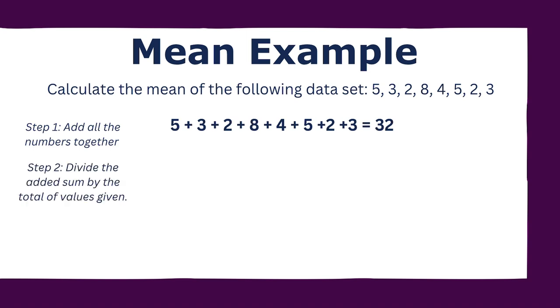Now I'm going to divide the added sum by the total number of values I am given. So counting, I have 8 values, 8 numbers that we are given to work with. So I'm going to do 32 divided by 8. And when I do that, I get 4.